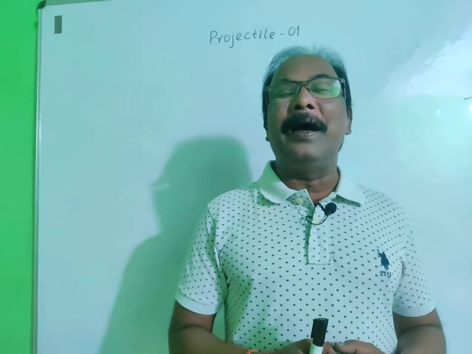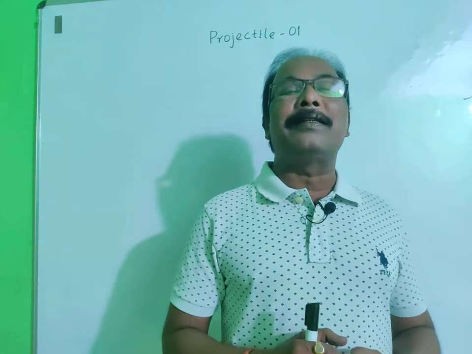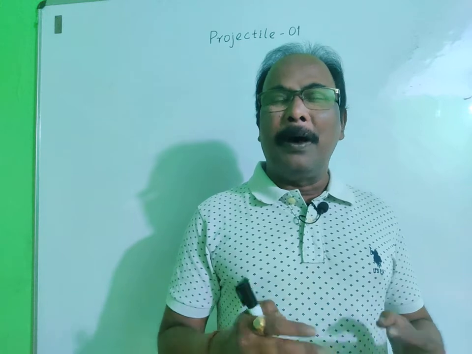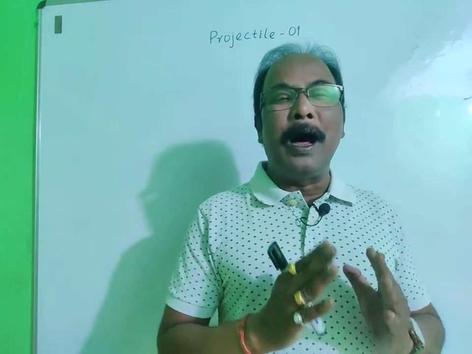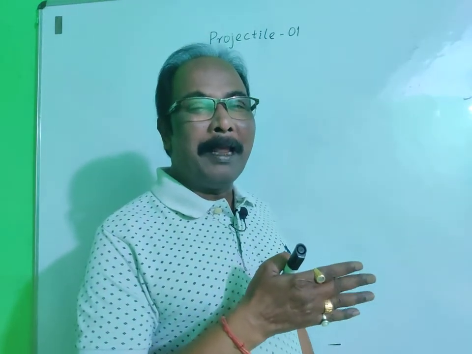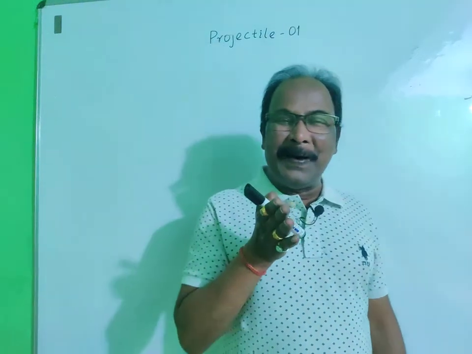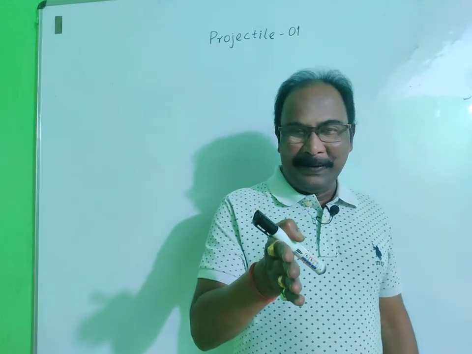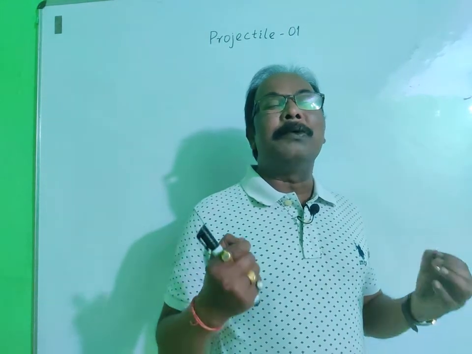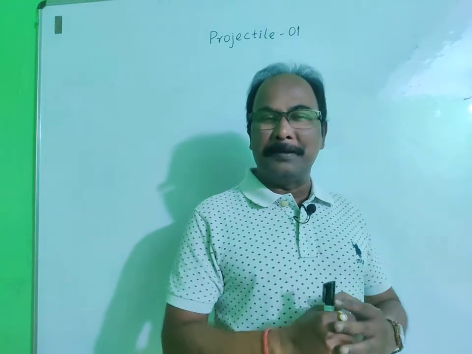In this lecture, we are going to start a new chapter. Previously we have completed kinematics. Under kinematics, we discussed motion in a straight line, or motion in one dimension. If a body or a particle moves either along the x-axis, y-axis, or z-axis, then it is motion in one dimension. So we have completed motion in a straight line, or one dimensional motion.